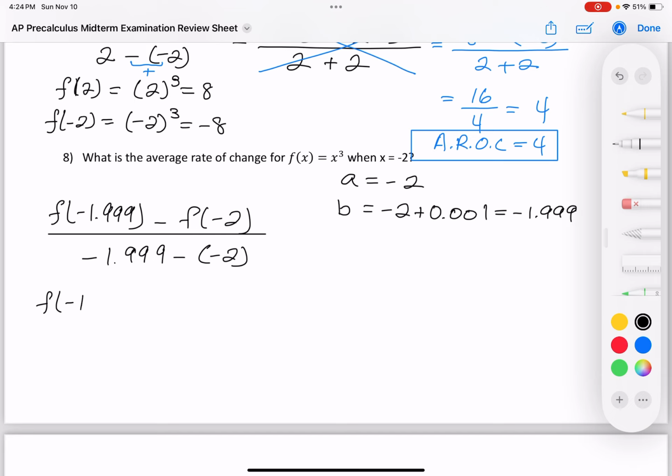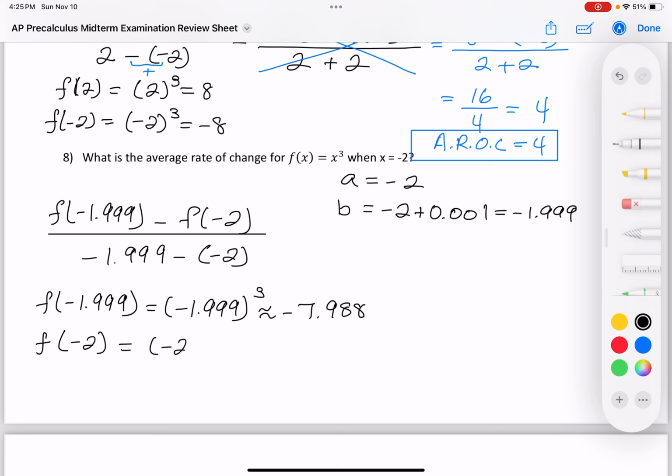f of negative 1.999 equals negative 1.999 cubed, and it's going to be approximately negative 7.988. To find f of negative 2, which we found earlier, substitute negative 2 into the function. Negative 2 cubed is going to be negative 8.